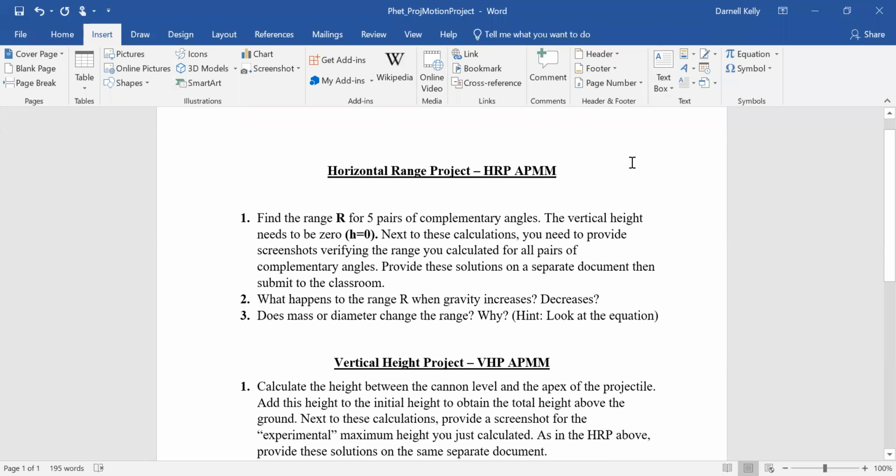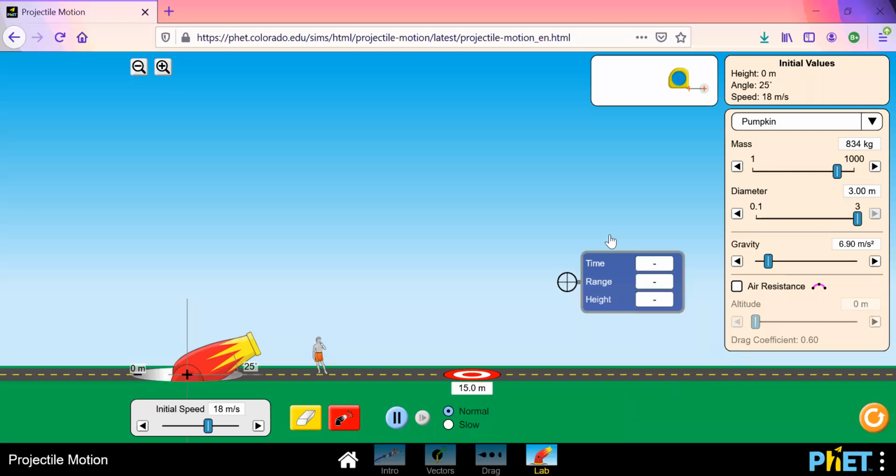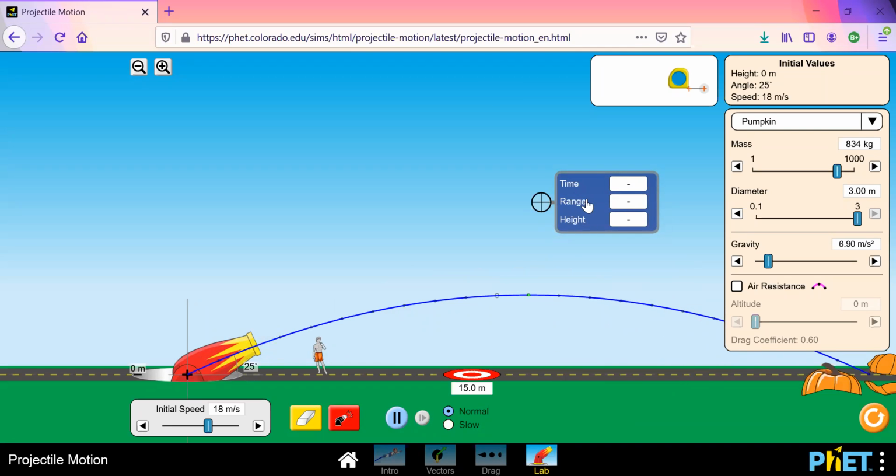Next to these calculations, you need to provide screenshots verifying the range you calculated for all pairs of complementary angles. So you have your calculations on paper. Next to it, you're going to verify that result by a screenshot. So we shoot this again. Okay, that was pretty far, obviously.